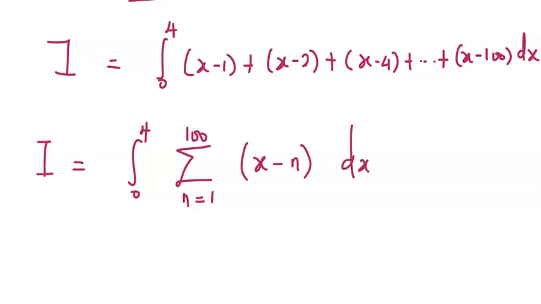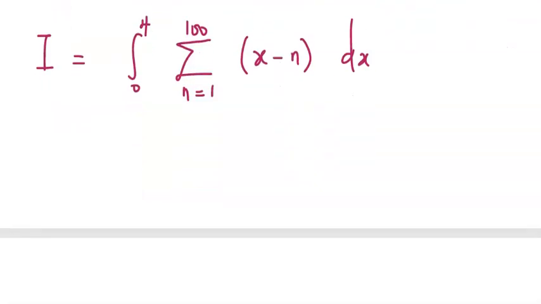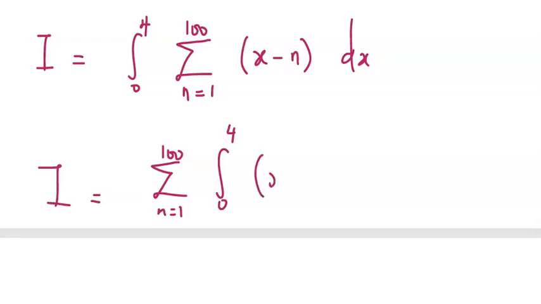So you can see if n is equal to 1, we get x minus 1. And here it is, we now have plus. If n is equal to 2, we get x minus 2. So this continues. Now we're going to switch the integral sign and the summation sign. So this is going to be the sum as n goes from 1 to 100, then we have the integral from 0 to 4. Then we're going to integrate x minus n with respect to x.